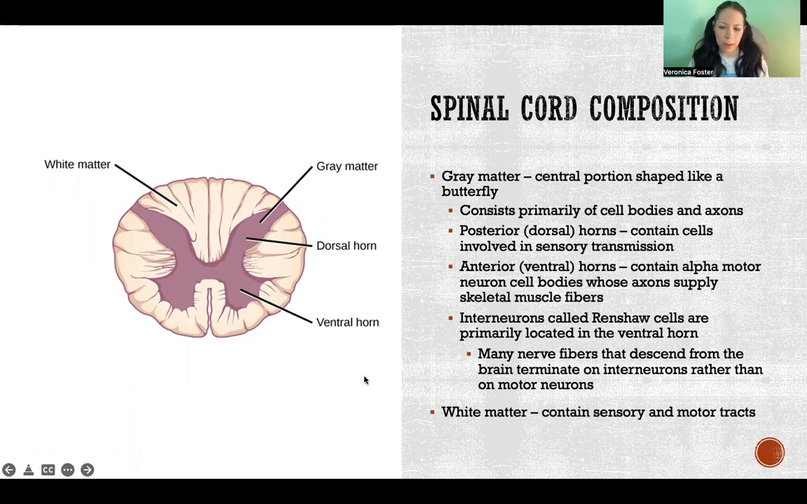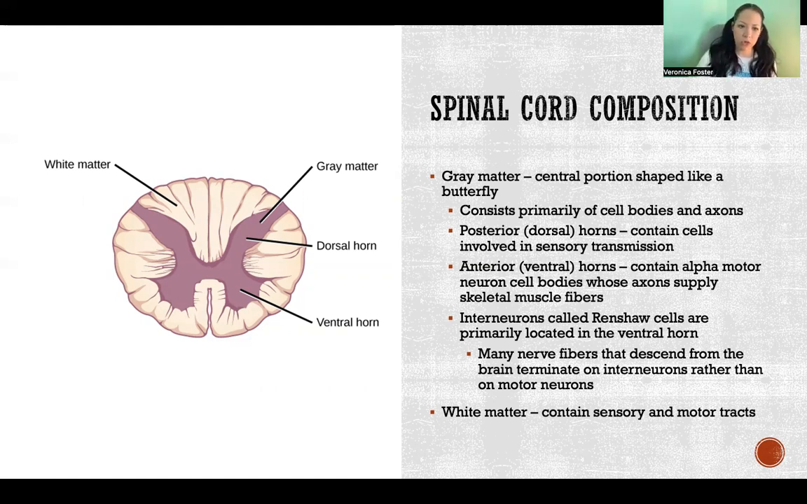So in the gray matter, we primarily have cell bodies and axons. That's what makes it gray. White matter is primarily white because it includes axons that are myelinated, which makes it have a whitish appearance. So where we have gray matter, it means that we have cell bodies more than anything that are causing the tissue to actually visually appear gray.